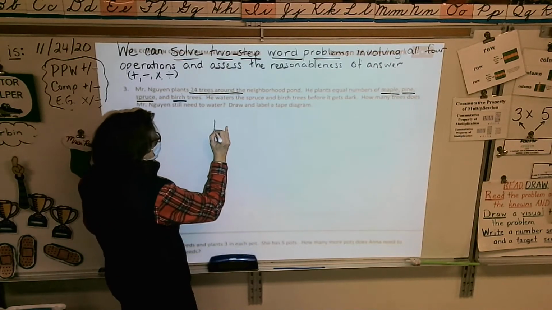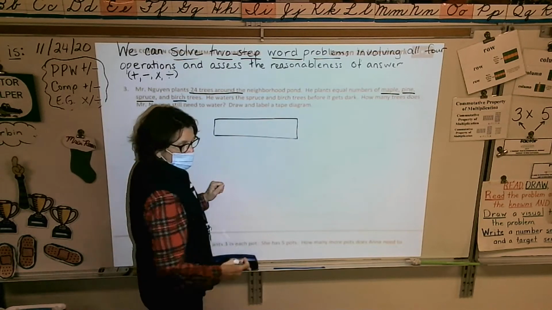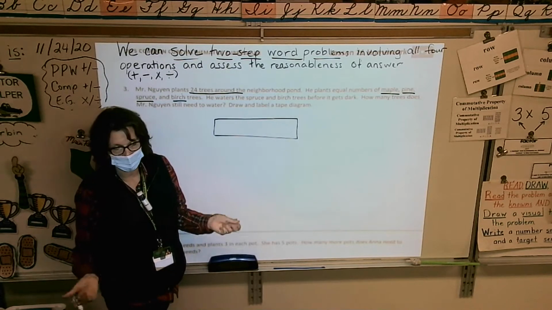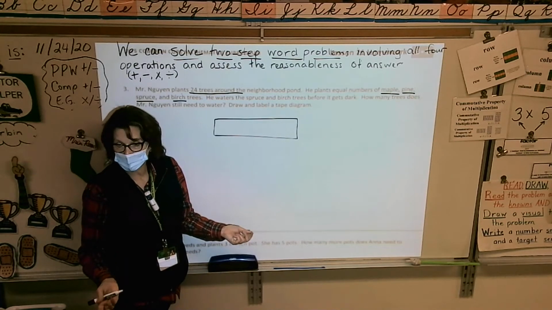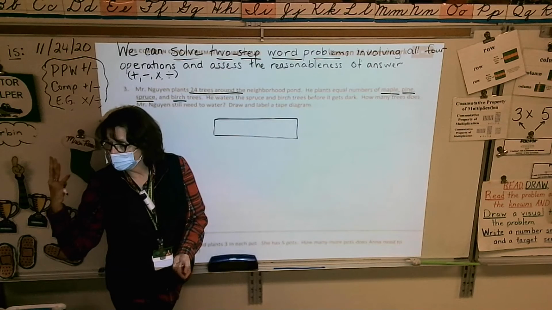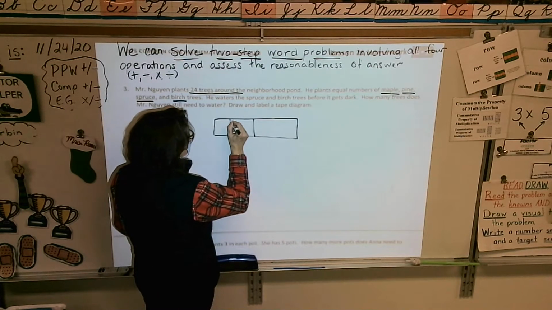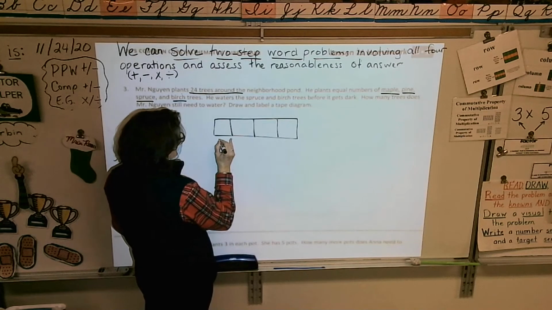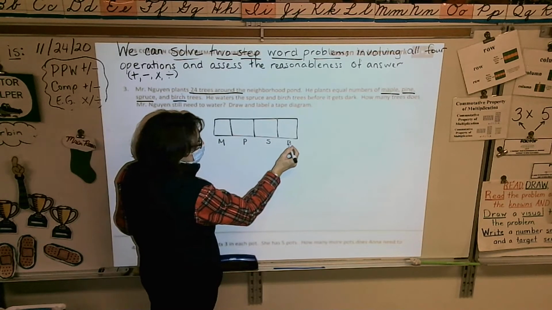So if we draw a tape diagram, we're going to put 4 units in it. And it's okay if you didn't draw a tape diagram. I know not everybody likes to, but I'm going to go ahead and draw a tape diagram. If you didn't draw a tape diagram and you drew equal groups, you would need 4 groups to represent the 4 trees. Okay? So I'm going to divide my tape diagram into 4 groups. I'm going to label it maple, pine, spruce, and birch.